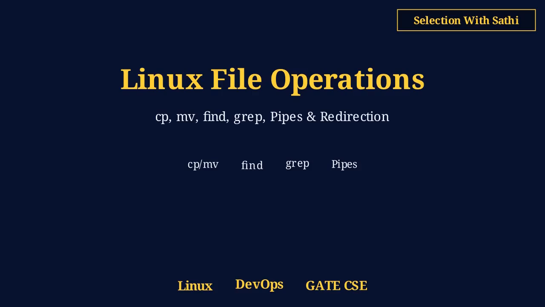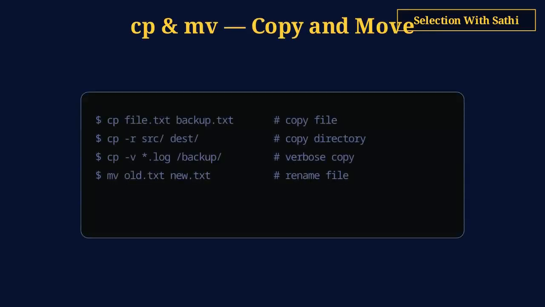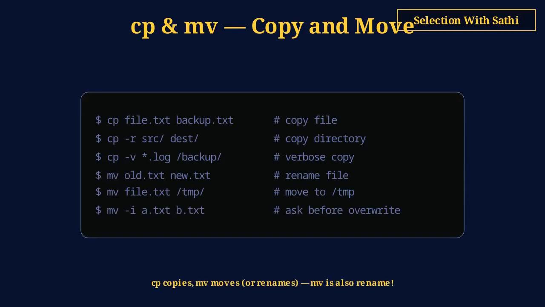Let's begin. First concept: cp and mv. cp copies files. cp file.txt backup.txt creates a duplicate. For directories, you must use -r for recursive, cp -r source dest. Without -r, cp refuses to copy a directory. Add -p to preserve permissions and timestamps, essential for proper backups.